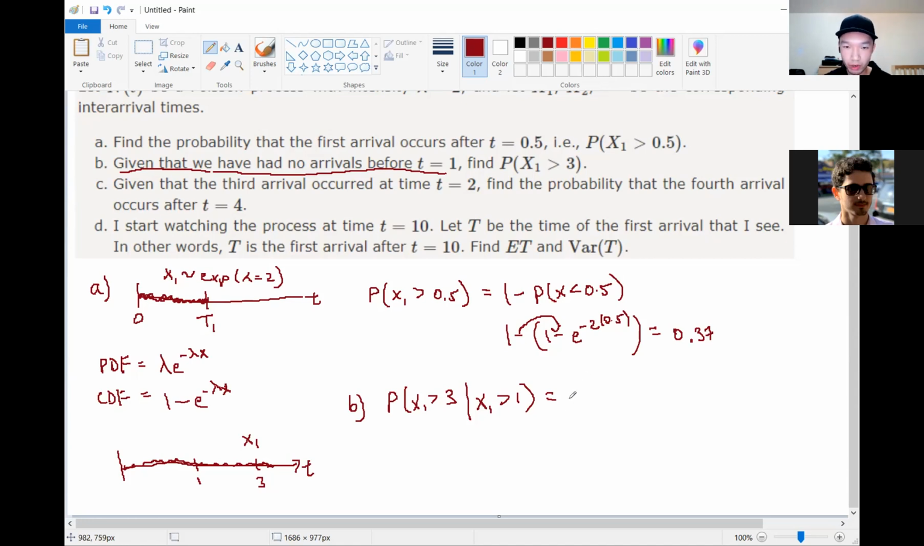Very good. So over here, we already passed the time of 1, and we want to get from 1 to 3. The memoryless property states that instead of writing it this way, we can write it as the probability that x1 is greater than 3 minus 1, or 2. So instead of going from 1 to 3, it's equivalent to going from 0 to 2. This is what we can rewrite it as using the memoryless property.